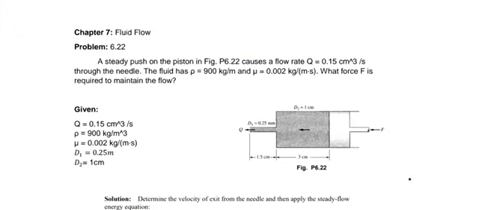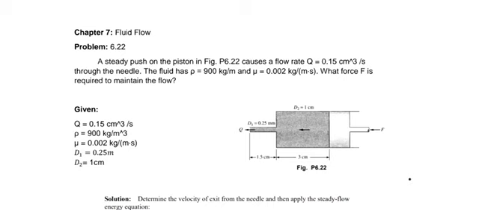Good day, everyone. Today we're going to solve a problem in fluid mechanics under Chapter 7, Fluid Flow, Problem 6.22 from the book of Frank White, 7th edition. A steady push on the piston in Figure Problem 6.22 causes a flow rate Q equal to 0.15 cubic centimeter per second through the needle. The fluid has a density of 900 kg per cubic meter and a viscosity of 0.002 kg per meter second. What force is required to maintain the flow?